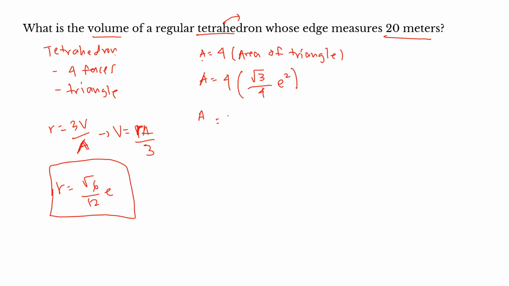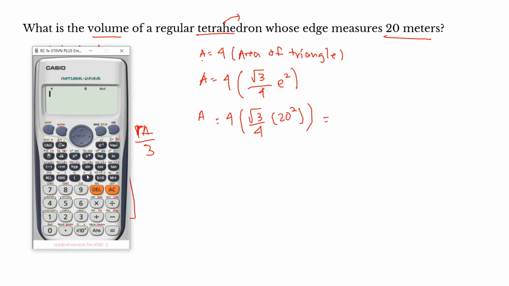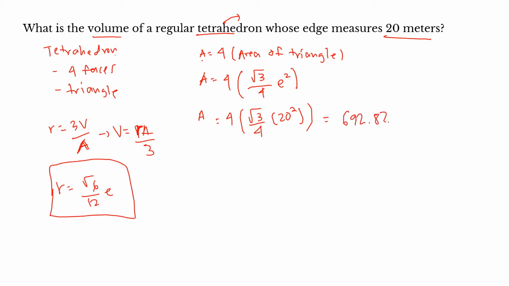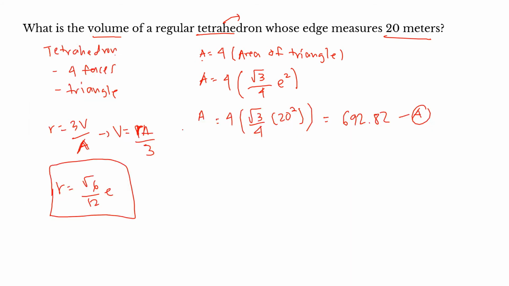So area nimo is pila? 4 times square root of 3 over 4, e is 20 squared. So, solving for that, that is 692.82. Shift store A na lang, class. Shift store A. Okay, we have that area na. So, okay na to sa area.